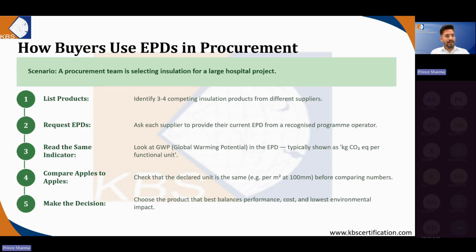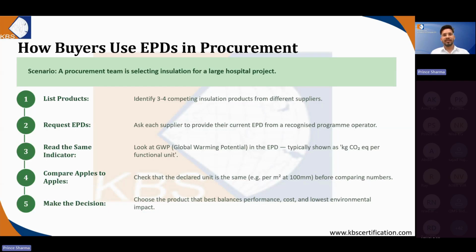Now, coming to how buyers use EPDs in procurement exactly. Let's take a scenario to understand it. They will have a list of different manufacturers, and they will try to find out who has the EPD of the product. Then they will request the data or the EPD, and then compare those indicators. If somebody has certain environmental impact categories and another does not, that is the case where the scrutiny starts, right?